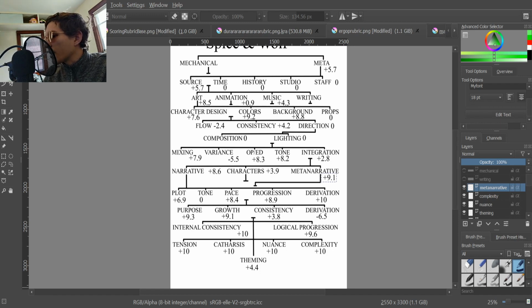Okay. So then we're going to get our writing score. Now we've input all our values. So we're just going to be adding up and getting down to our final score here. So an 8.6, a 3.9, and a 9.1 divided by 3 gives us a 7.2 for writing.